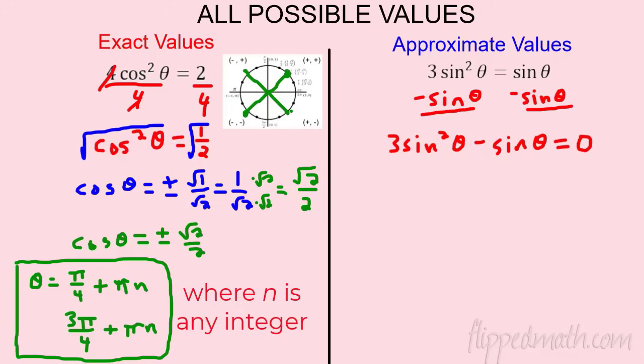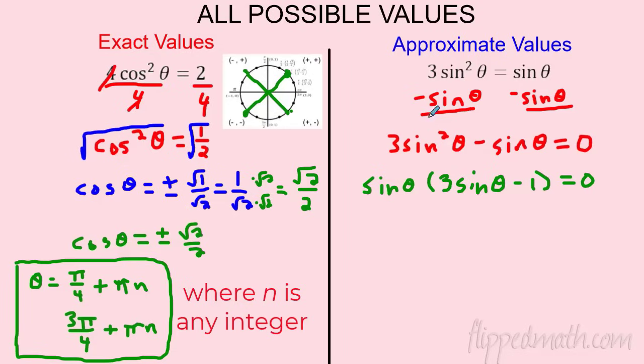What is the greatest common factor? Or what do they share? They both have a sine. So I'm going to take a sine out. And what's left? Well, I've still got a 3. It was sine squared. It becomes sine. So it's 3 sine. And then I took the sine out, so this will just be minus 1. Awesome. Now we need to solve this bad boy.